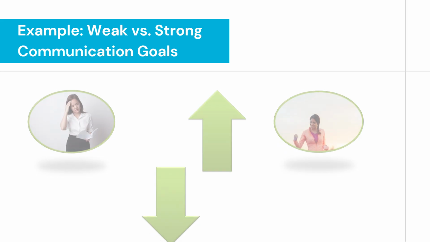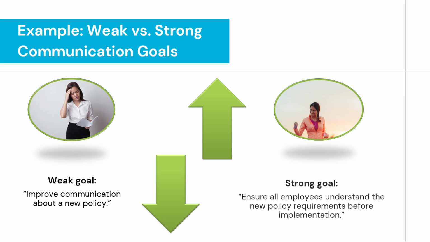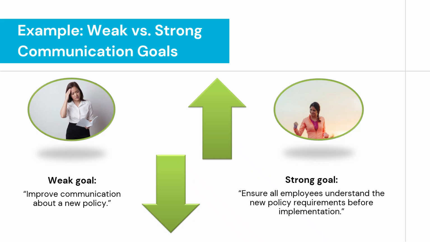Let's consider the difference between a weak and a strong communication goal. A general statement like "improve communication" is vague and difficult to measure. On the other hand, a more specific goal, such as ensuring employees understand policy requirements before implementation, provides clear direction and a defined outcome. Strong goals make communication more purposeful, focused, and actionable.